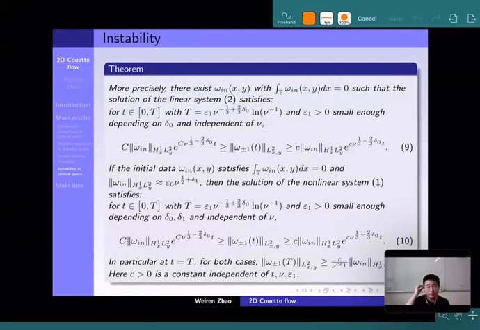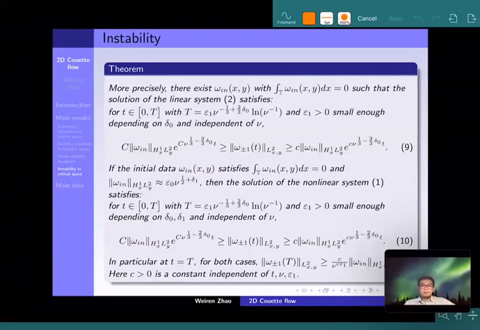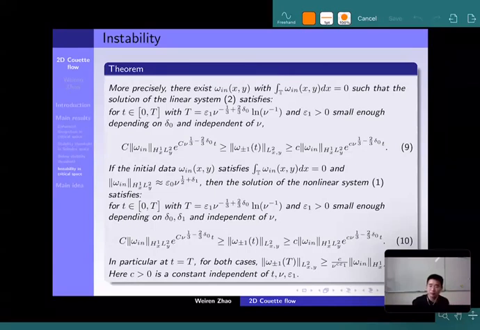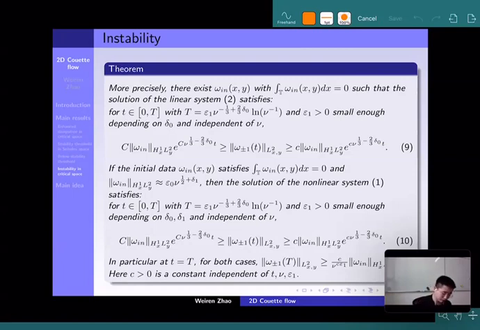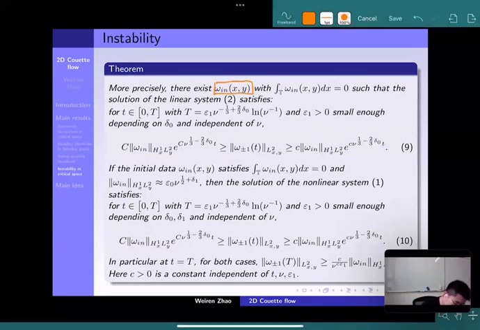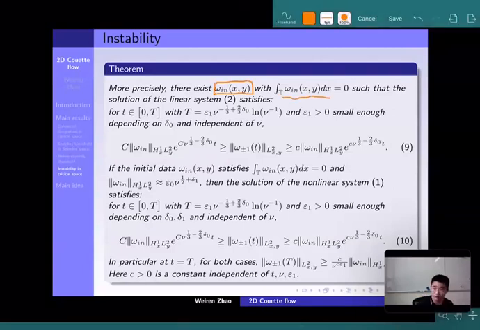Let's give a more precise version of this result. When you want to prove some instability, it means that you need to find some initial perturbation which does not satisfy the previous regularity or size assumption, and then you can find some instability in this solution. So our result is that you can always find some initial data, and this initial data is mean 0, so there's no zero mode, and the solution of the linear system has some lower bound.